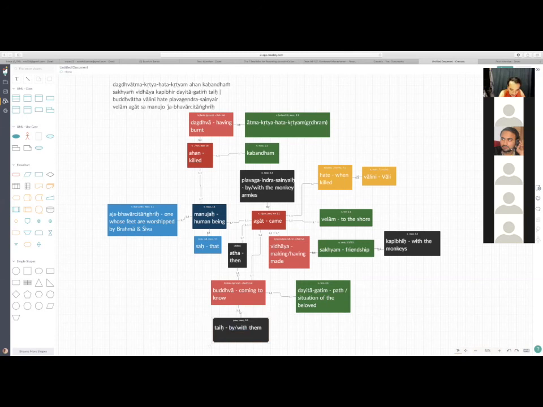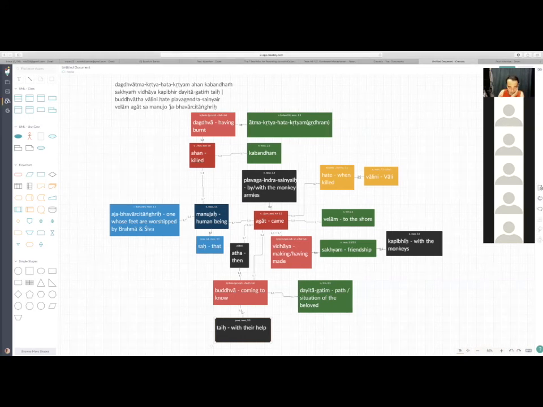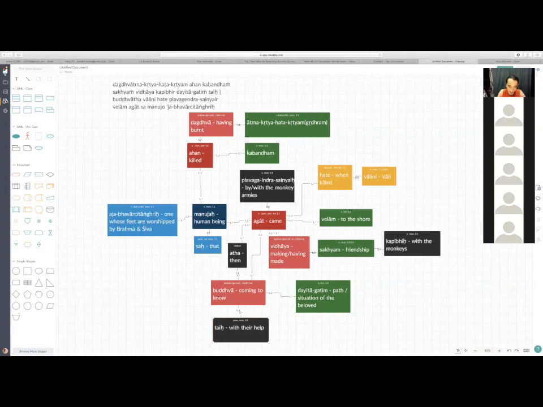With that instrumental here, to know, how can we say, thereafter, with their help, because instrumental in Sanskrit means by the means of. Through them, yes, coming to know through them. So when all that happened, he came to the ocean. When Vali was killed, with the armies of monkeys, he came to the shore.